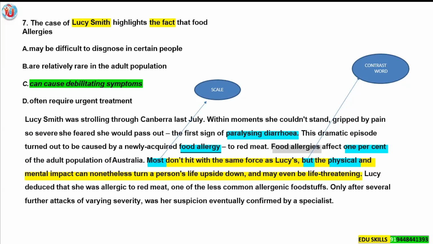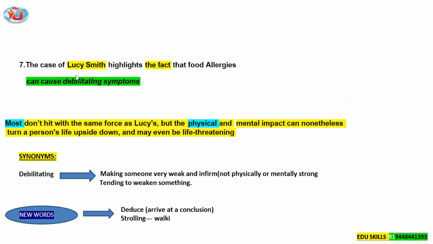Next, let us analyze this question as well as the answer option. The case of Lucy Smith highlights the fact that food allergies can cause debilitating symptoms ആണ് correct answer. And ഈ ഒരു sentence നിന്നാണ് നമുക്ക് ഈ ഒരു ആൻസറിലേക്ക് എത്താൻ പറ്റുന്നത്. That is, most ഒരു scale expression ആണ്: Most don't hit with the same force as Lucy's. But ഇവിടെ ഒരു contrast word ഉണ്ട്. Contrast wordന് ശേഷം it is confirming: But the physical and mental impact can nonetheless turn a person's life upside down and may even be life-threatening. So, ഇവിടെ നമുക്ക് scale expression most, then contrast word but, and you're also getting a modal verb may.